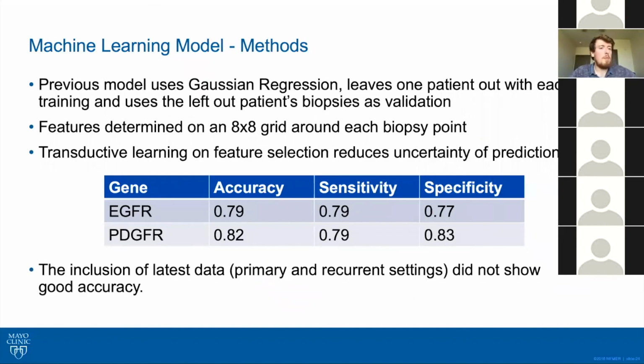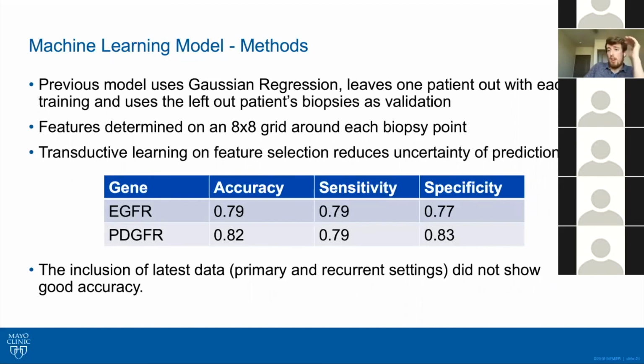So, preliminary results from a machine learning model, we tried Gaussian regression. We did a leave one patient out analysis, which takes into account all of the patient's biopsies bar this one patient, but does include that patient's image in training. And then we apply the trained model to see if we predict the correct amplifications or not for those specific biopsy regions on the MRI.